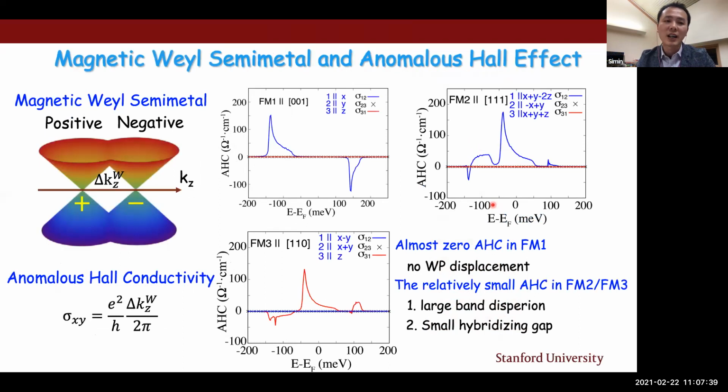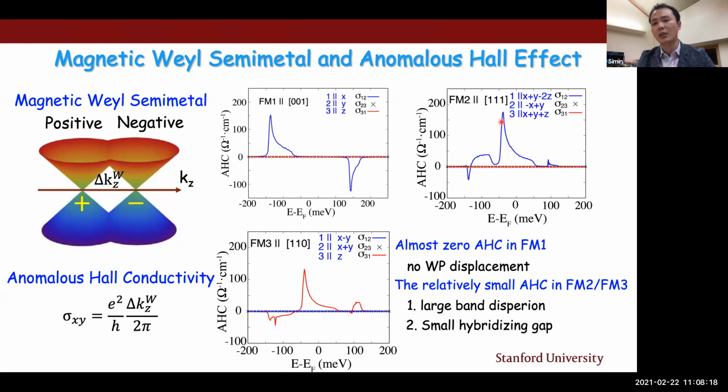As shown in previous slides, the anomalous Hall effect is an interesting phenomenon in the magnetic semimetal. The anomalous Hall conductivity is proportional to the distance between the positive Weyl point and negative Weyl point. For the FM1 state, the calculated anomalous Hall conductivity is 0. This is because there is no Weyl point in the FM1 state, so there is no Weyl point displacement.